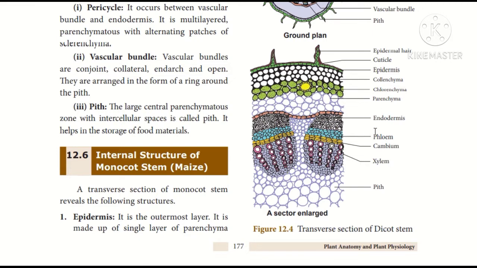And the next layer will be the endodermal layer. The innermost layer of the cortex region will be the endodermal layer. As you can see in the epidermis, a single layer of cells, in the same way the endodermis also is made up of a single layer of barrel shaped cells, and numerous starch grains are present, and hence it is called by the special name starch sheath.